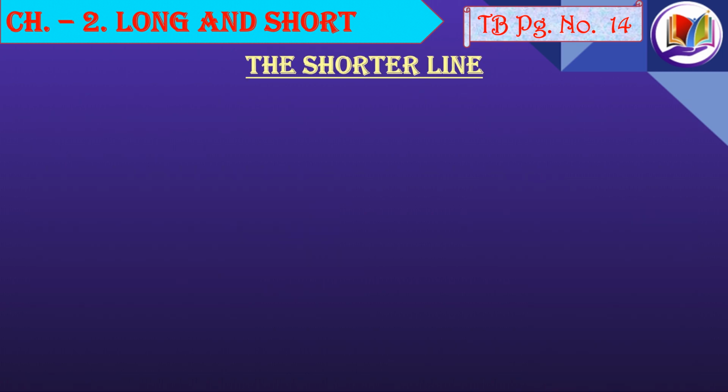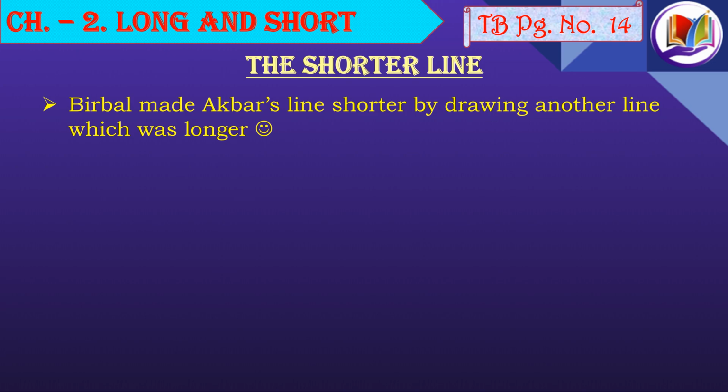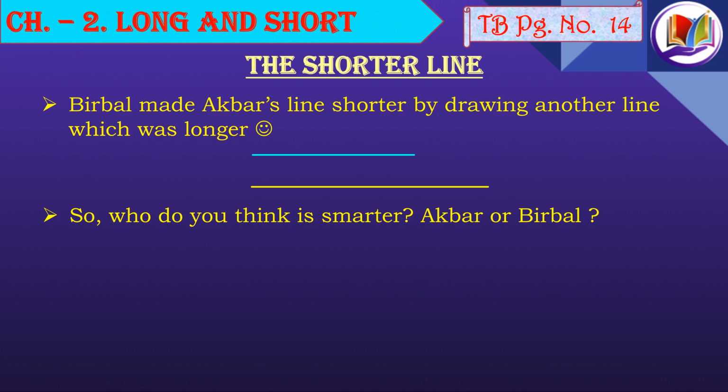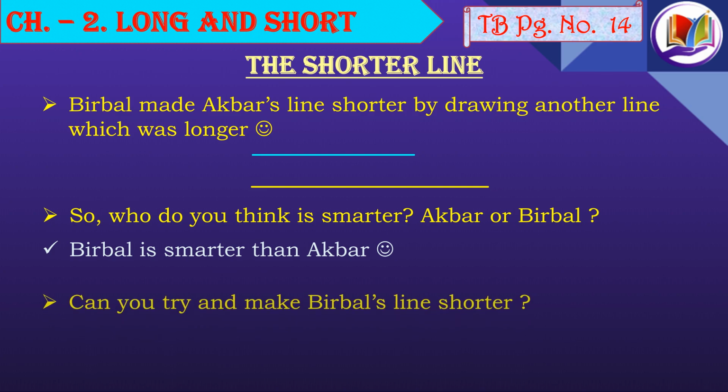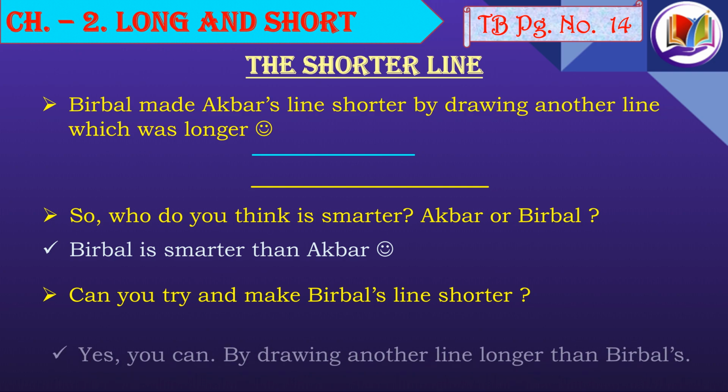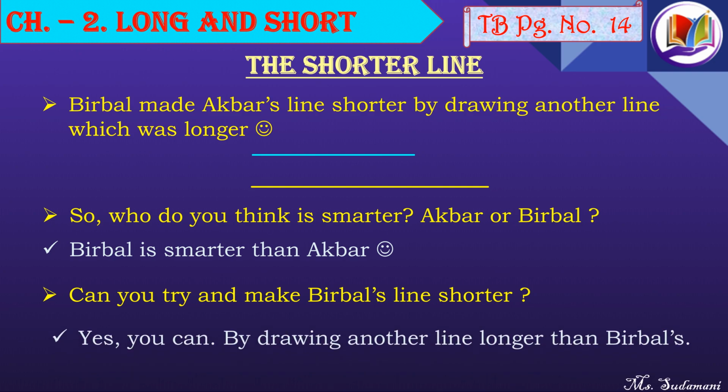So what actually did Birbal do? Birbal drew another line which was longer than Akbar's line. So, do you think he was smarter? Of course, Birbal was smarter than Akbar. So can you try and make Birbal's line shorter? Of course, you can, by drawing another line longer than Birbal's, isn't it?